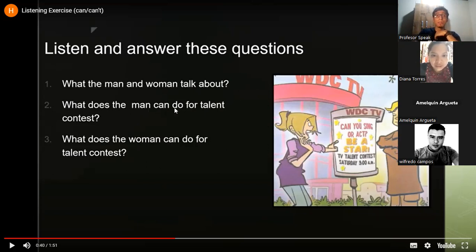Very good. What can the man do for a talent contest? Play the piano. He can play the piano. Very good. What can the woman do for a talent contest? Sing. So don't be afraid. No tengan miedo a decir la oración completa. She can sing. Okay. Ella puede cantar. She can sing. Okay, guys. You see? You listened to the listening only one time and you were able to answer these three questions. So that is impressive. Very nice. Let's move on to the next one.